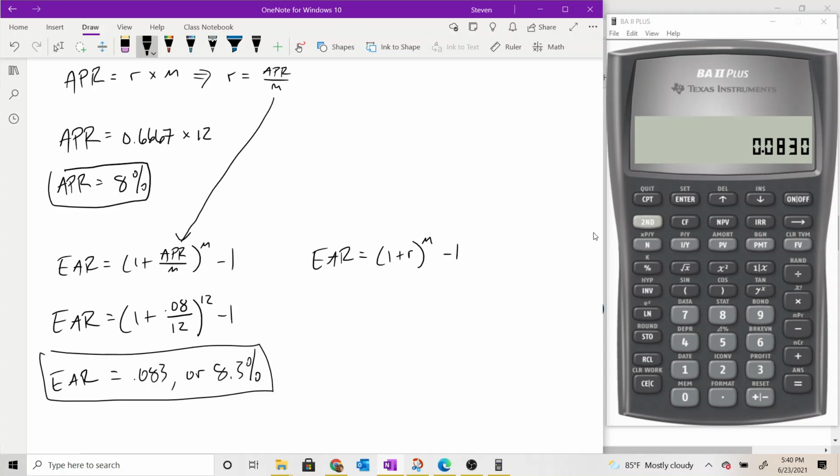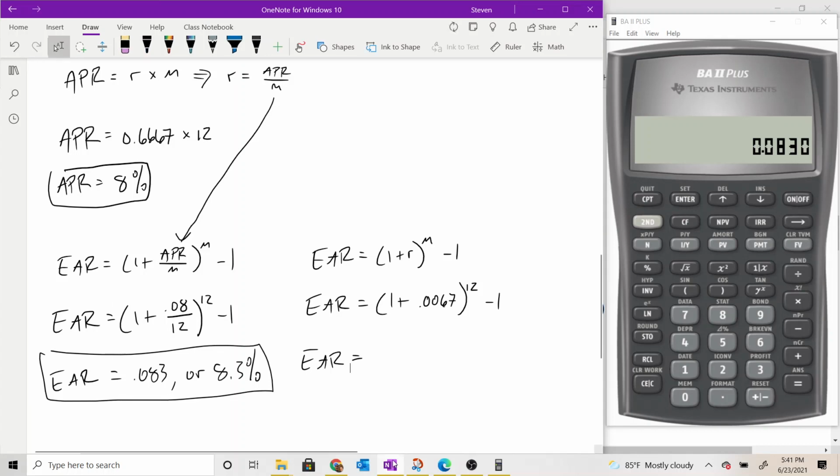All right, just for the sake of demonstration, I'm going to use this second variation of the EAR formula where we just plug in the monthly effective rate and see that we come out with the exact same answer. So our EAR is equal to 1 plus, in this case, the monthly effective rate, or that 0.666 repeating percent, expressed as a decimal. It's going to be 0.0067 roughly, and I'm going to use a more exact value here. Raised to the 12 minus 1.